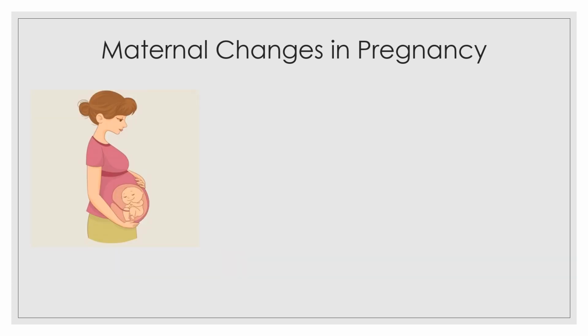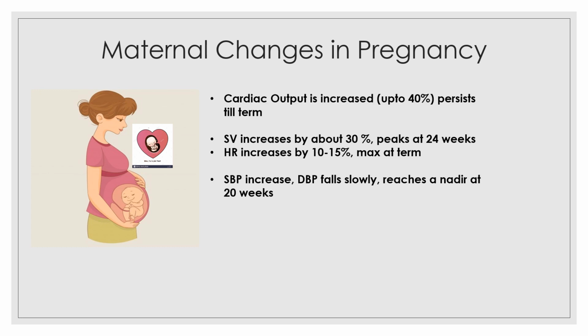Then what are the changes of different systems? First come to the cardiovascular system. The cardiac output is increased up to 40% and it persists till term. Stroke volume increases about 30%, peaks at 24 weeks. Heart rate increases by 10 to 15% and is maximum at term. Systolic blood pressure also increases. Diastolic blood pressure falls slowly, reaching a nadir at 20 weeks.